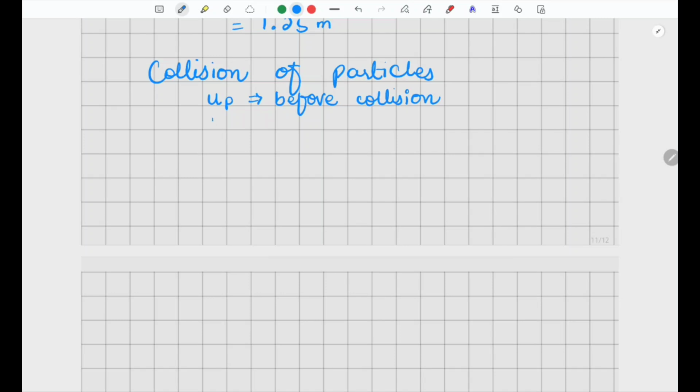What is the velocity of P? What is the velocity of Q? And what is the combined velocity of P plus Q after collision? Okay, we need to find this out.